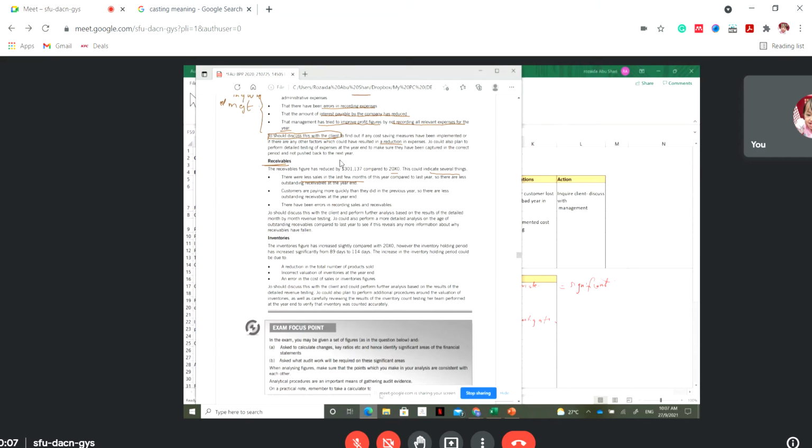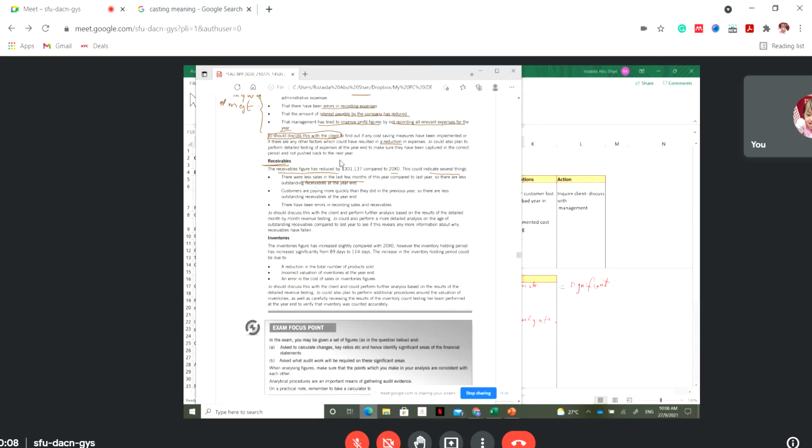Okay, this year compared to last year, there is less outstanding receivable at year end. If you look at the sales just now, sales increased overall for the whole year. But why has the receivable figure reduced? Maybe the sales in the last few months of this year were less compared to last year, so that there is less outstanding receivable. Customers are paying more quickly.